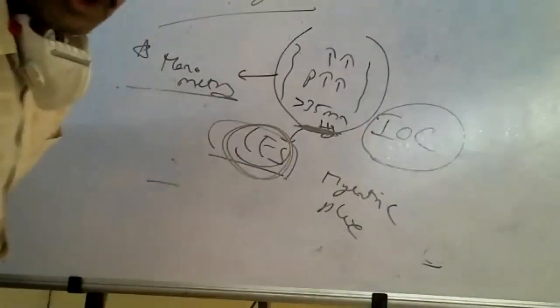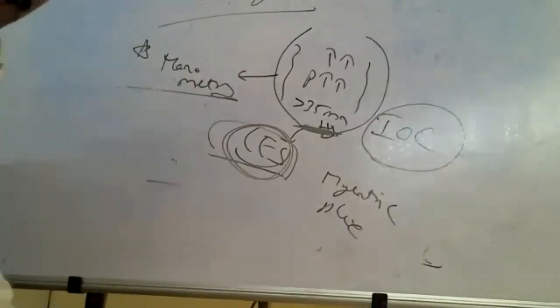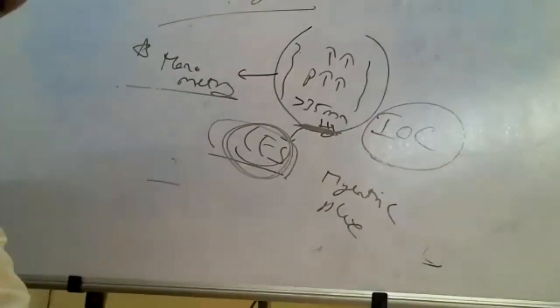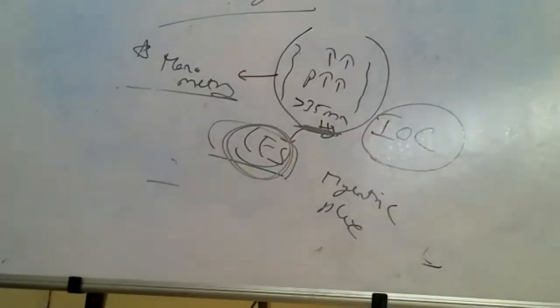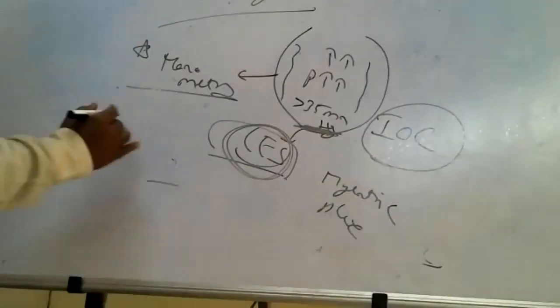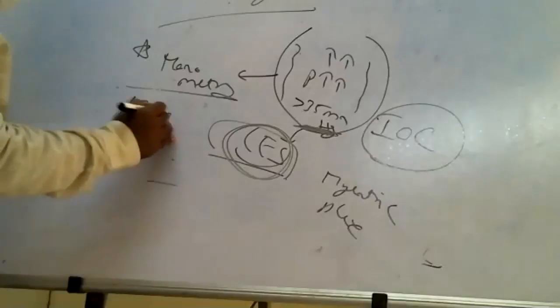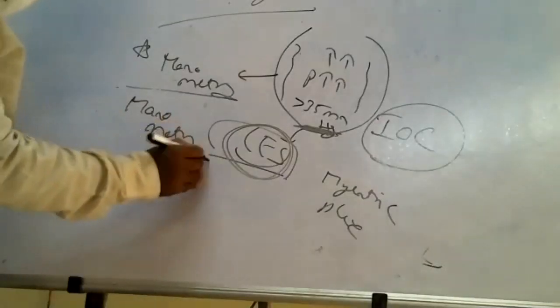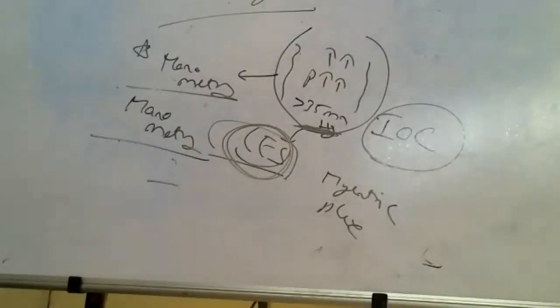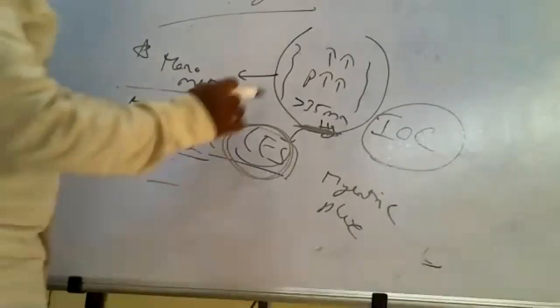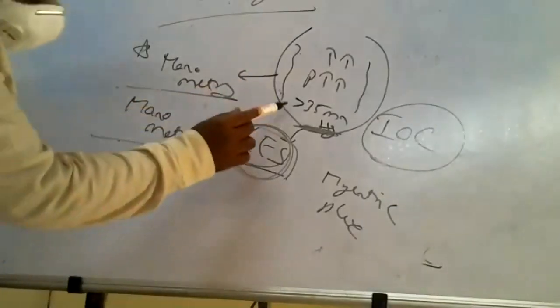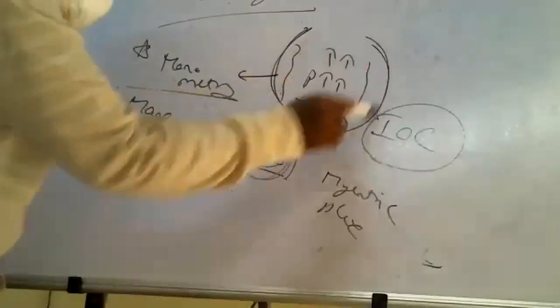So investigation of the choice for achalasia cardia is barium meal, barium enema, manometry, X-ray chest. What is the answer? Manometry. Okay, so the segment which does not have myenteric plexus is dilated.